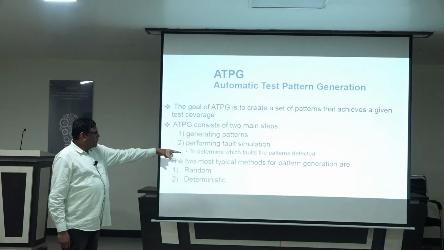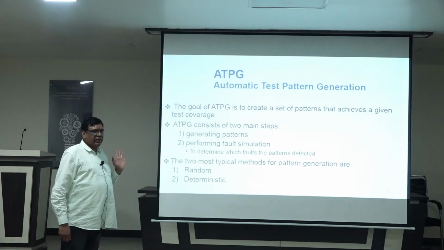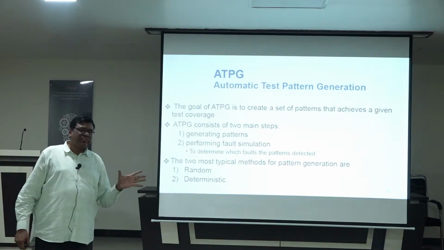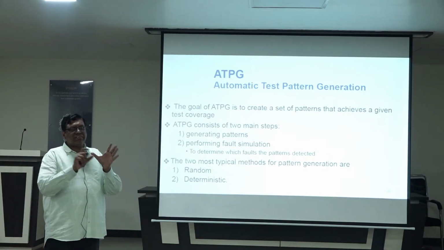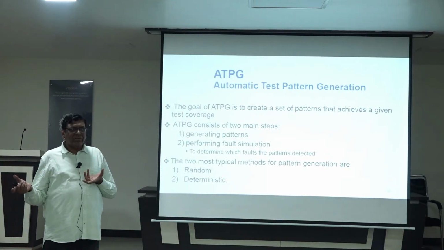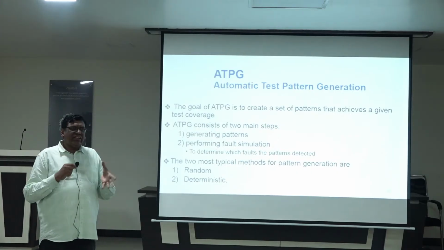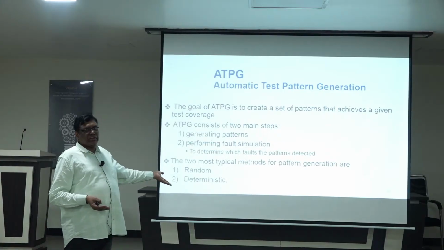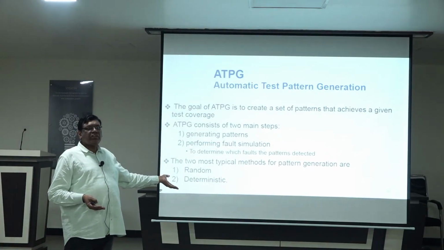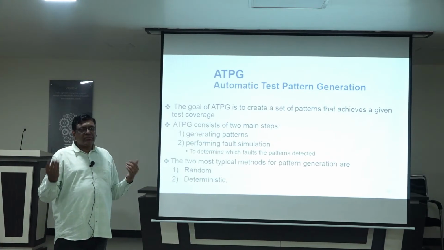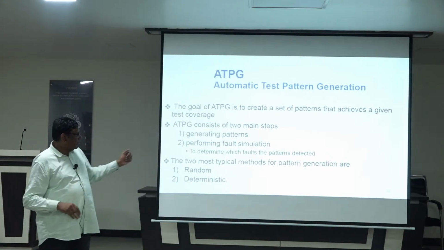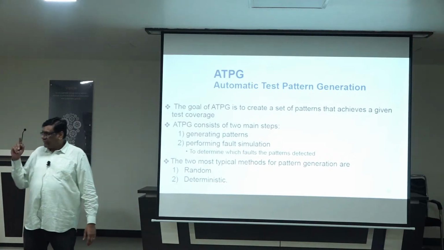Okay, there are two methods for pattern generation: one is random and another is deterministic. Random means it will randomly give some patterns and see how many nodes are tested. Once the random approach is not giving any more output, then they will go for a deterministic one. Deterministic means an algorithmic approach, like the D algorithm, which they will apply. So there are two different approaches.